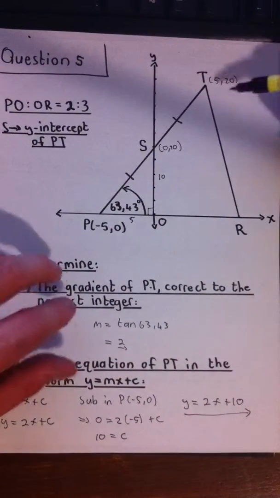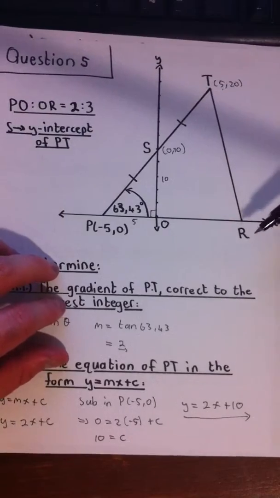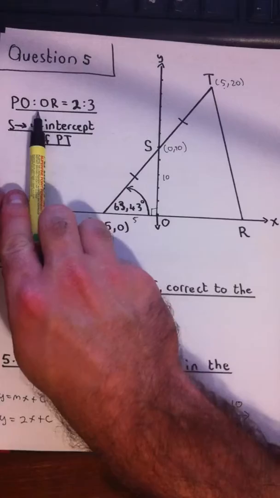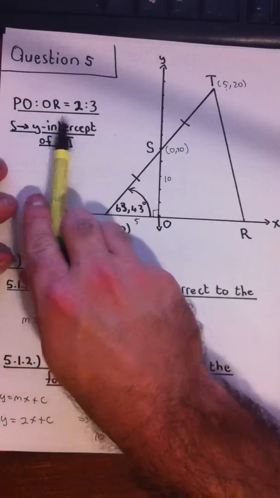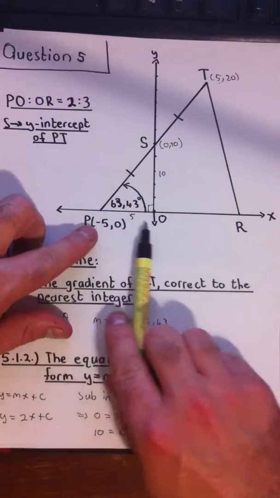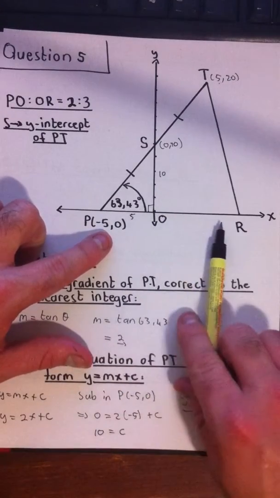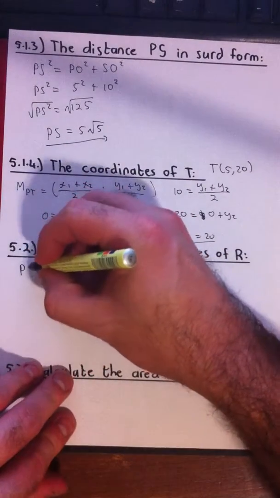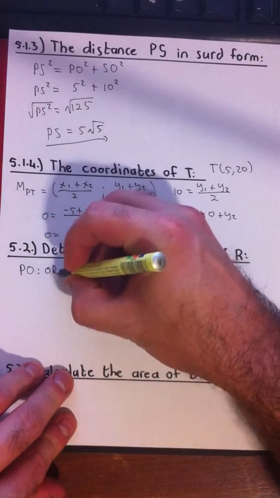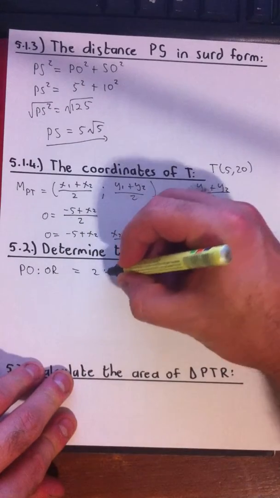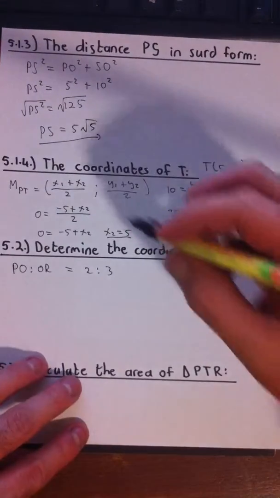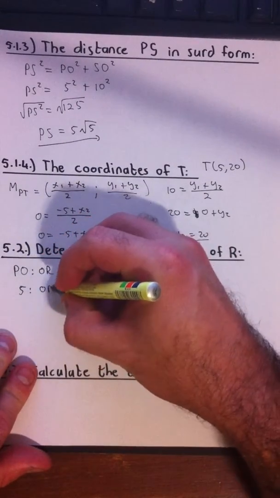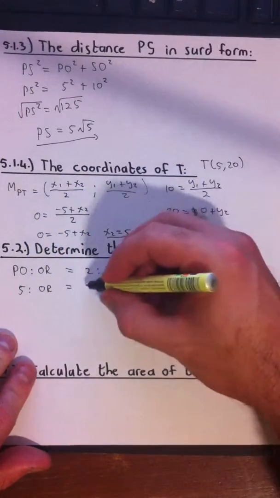Here we go. Now we've got a little bit more information to work with. Coordinates of R. Okay, well, we could also use this part here. That'll probably be easier. The ratio of PO to OR is 2 to 3. So PO is 5. So OR, how will we calculate that? Well, let's just do the calculation. We know that PO to OR is equal to 2 to 3. So therefore, PO we know is 5. So 5 to OR is equal to 2 to 3.